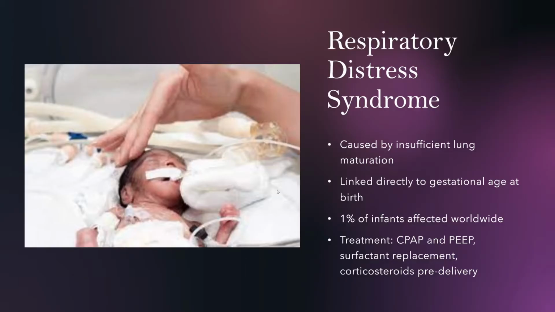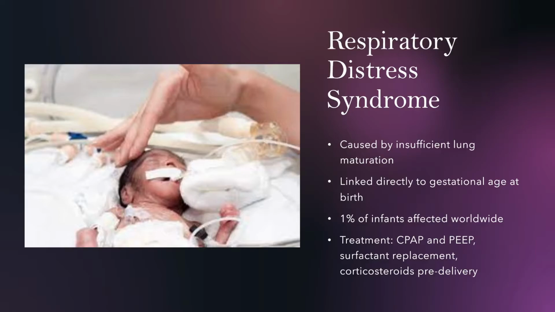Now we're going to start going through the different disorders. This is a disorder in infants. It's rare, 1% of infants affected worldwide, so not insignificant at 1%. It's caused by insufficient lung maturation linked directly to gestational age. So when you think of a premature birth, this is one of the things you're concerned about.